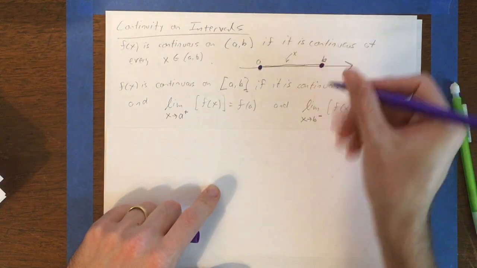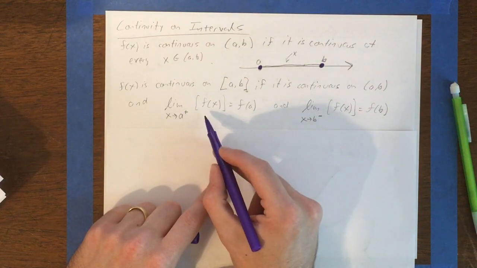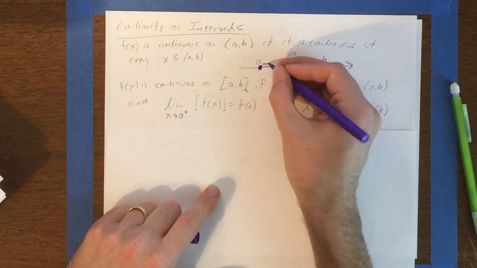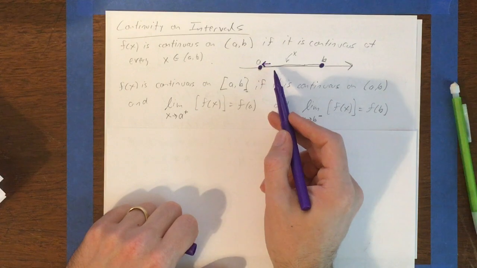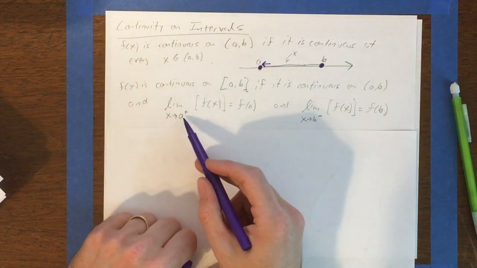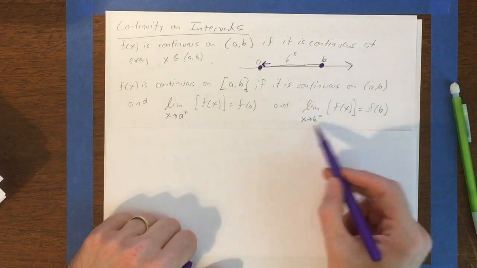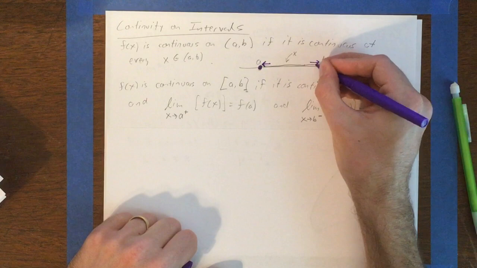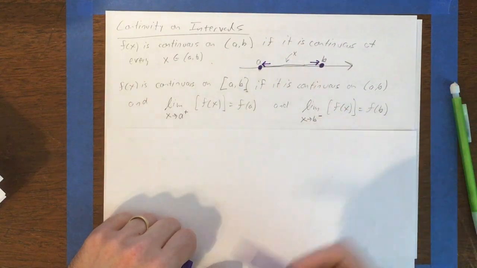What we're saying is that the function basically needs its limit to equal its value as you approach a from the right. So that's from within the interval. This is a limit from the right, and it has to be equal to the function value. And then the limit from the left at b, again approaching from within the interval that we're talking about, has to be equal to the function value.